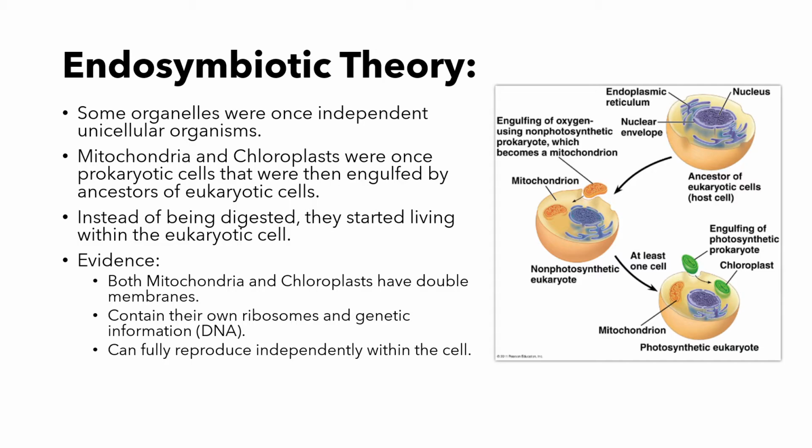They just have the parts and machinery to create and do whatever they need to. But the mitochondria and chloroplasts have their own separate ribosomes and genetic information, and so they could have fully existed and reproduced by themselves. And that comes to the third piece of evidence: mitochondria and chloroplasts can fully reproduce independently within the cell and don't require aid from the nucleus.